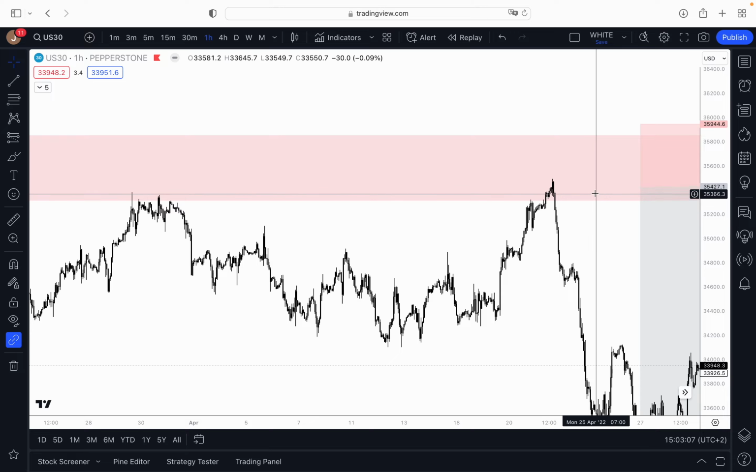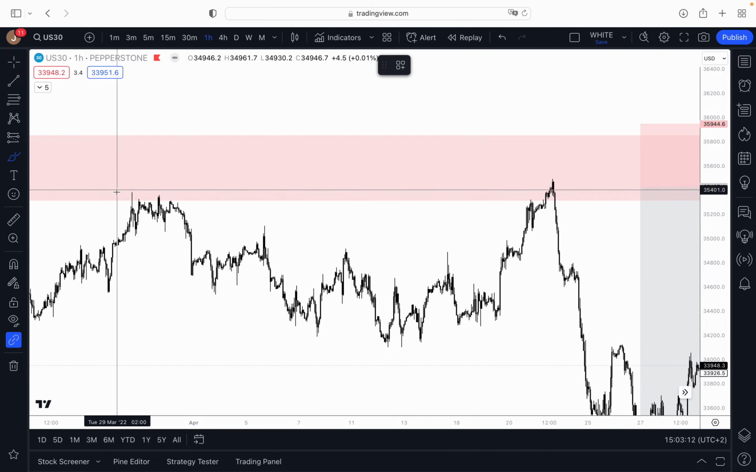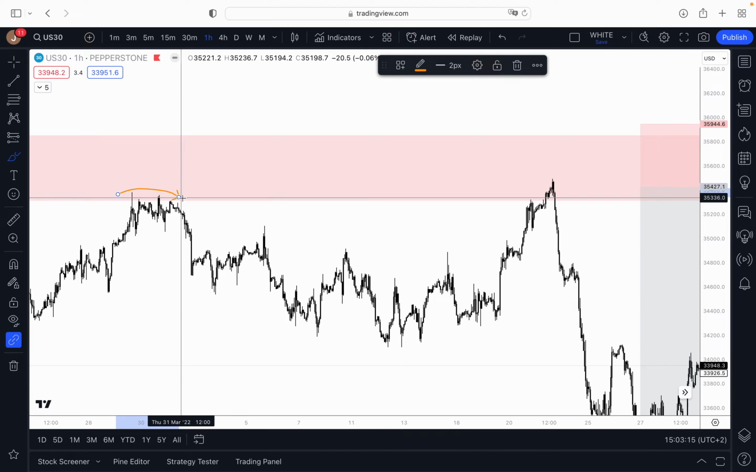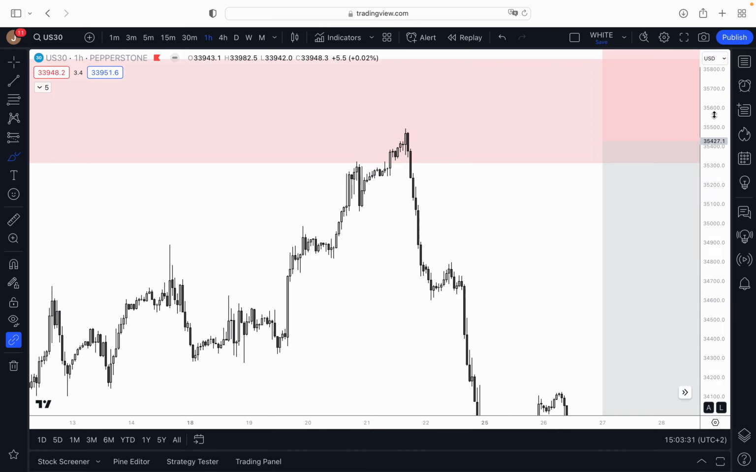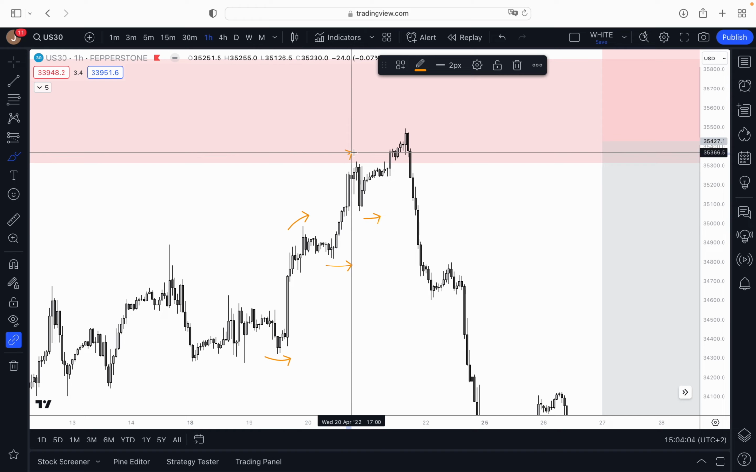On this example you can see it perfectly. Here we are on the 1-hourly time frame. We came into this zone, we took the liquidity above these highs right here, and now we are searching for a break of structure. As you can see, we have a bullish structure right here on the 1-hourly time frame with higher lows and higher highs.